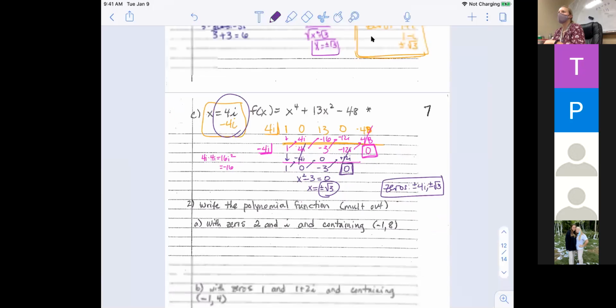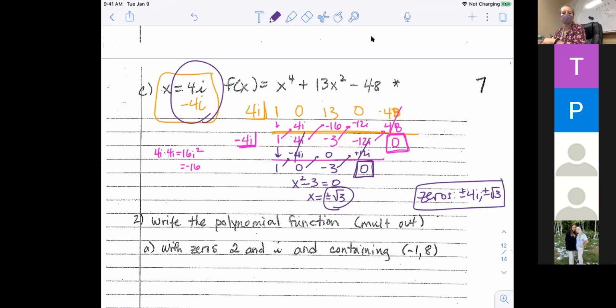All right, doing okay so far? All right, let's keep rolling. This next one says, write the polynomial function, multiply it out. If it says don't multiply it out, we don't have to, but it says multiply it out with zeros 2 and i and containing negative 1, 8.